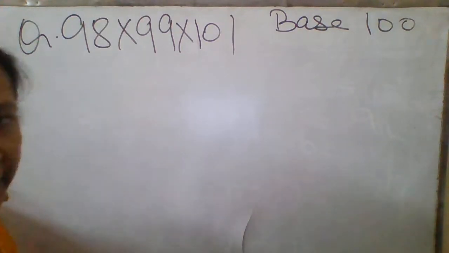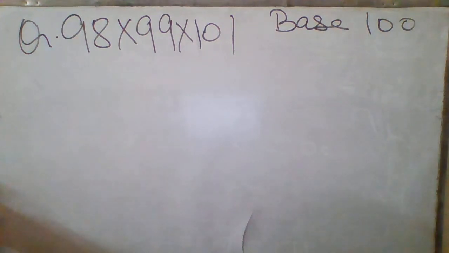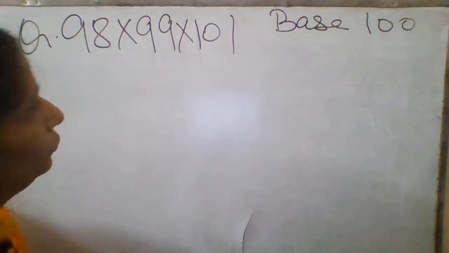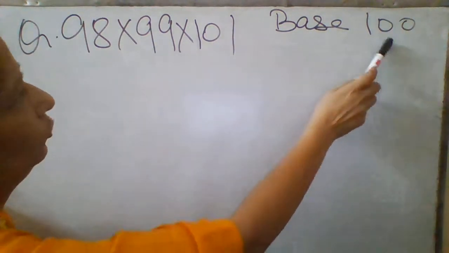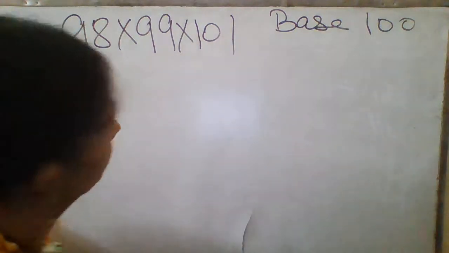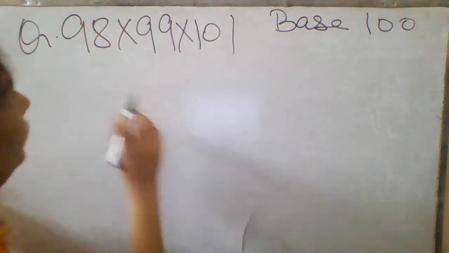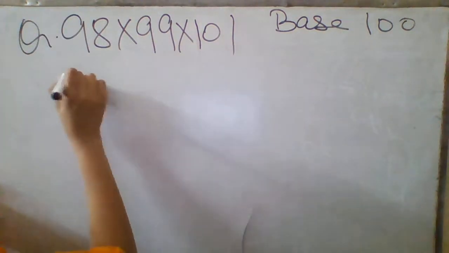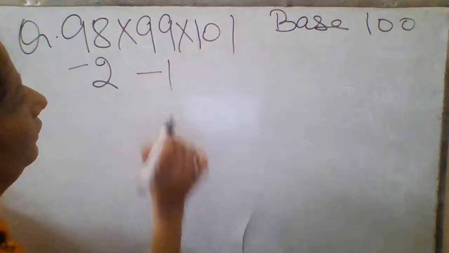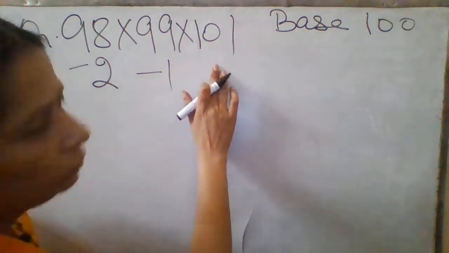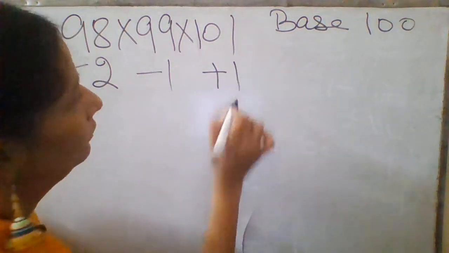Now see, another question I have taken with you. 98 multiply 99 multiply 101. Now you see, this is clear that 98 is close to 100, 99 is close to 100, and 101 is also. Now you have to find out 98 minus 100. You will get here -2. 99 minus 100. You will get here -1. 101 minus 100. You will get here +1.